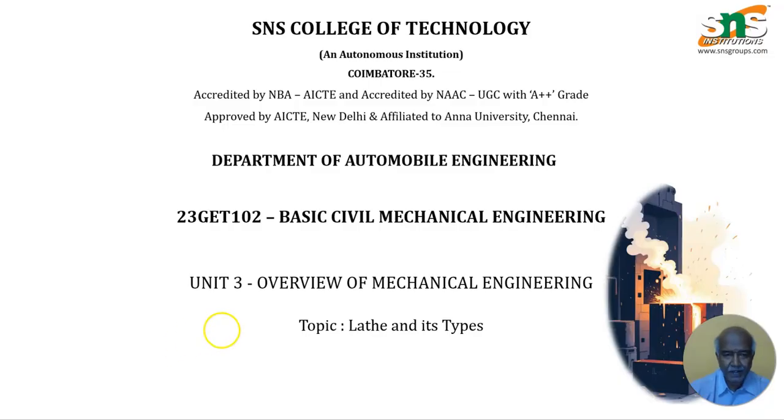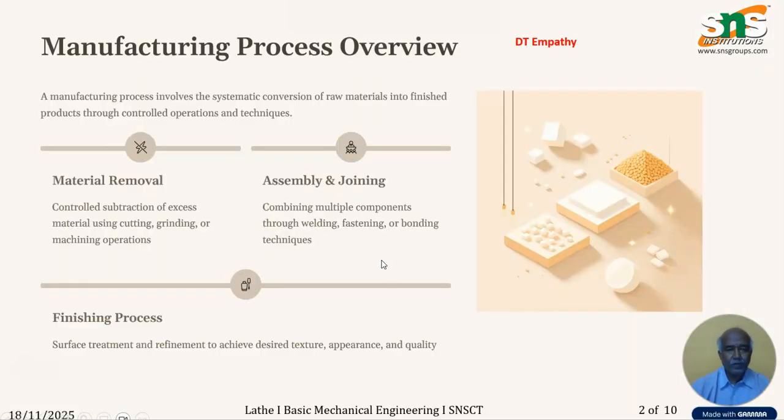Basically, it comes from the basics of civil and mechanical engineering. First, we see the manufacturing process overview. There are three manufacturing processes: one is material removal, next is assembly and joining, and finally the finishing process. So material removal comes first.